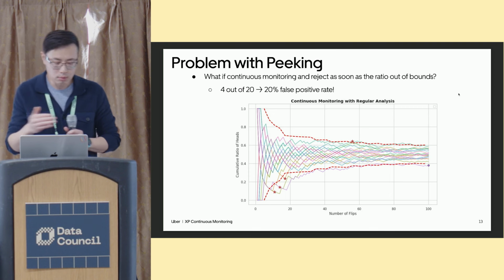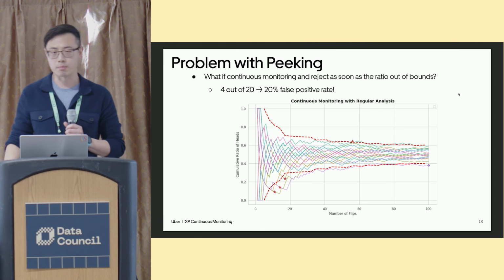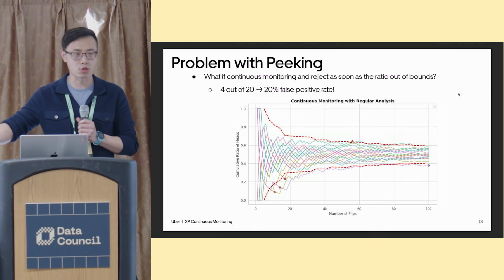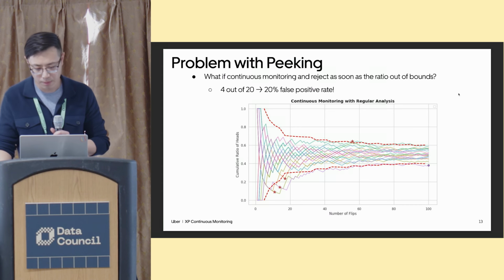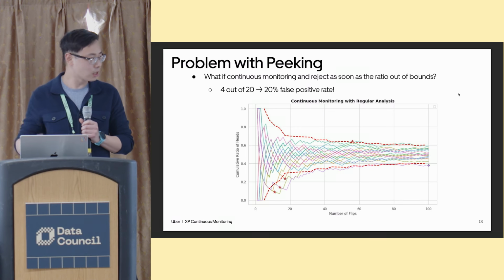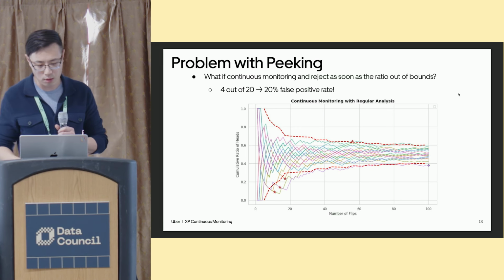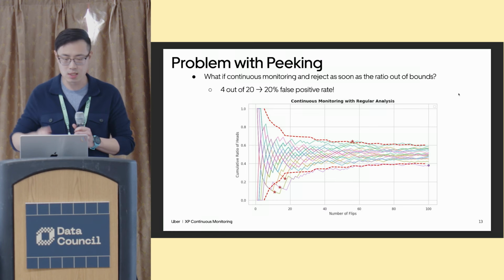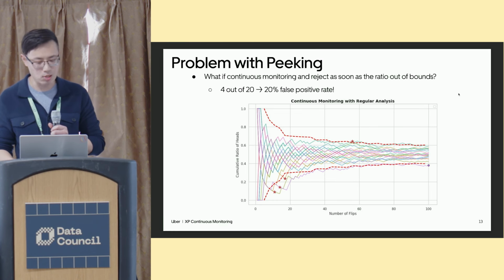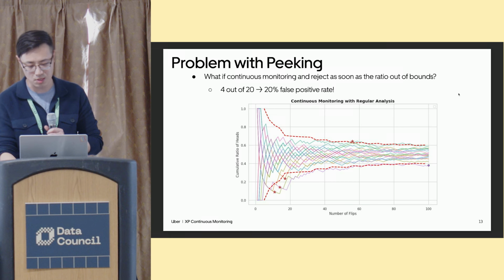What if we keep testing every time we flip, applying the same statistical procedure at every step? Now we mistakenly label the coin to be unfair 4 out of 20 times. That's inflating the false positive rate by 20%.